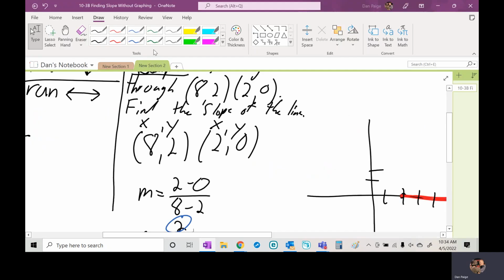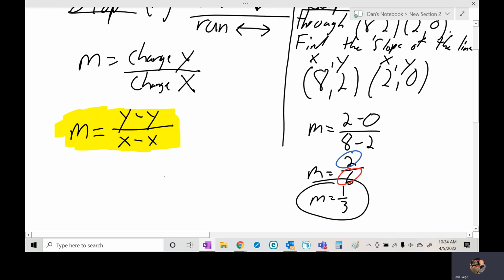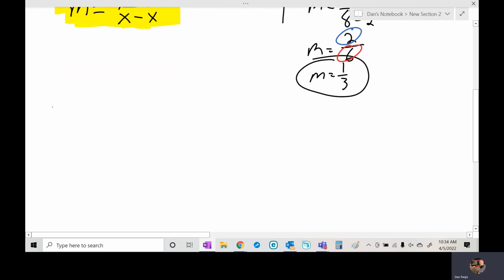All right. We're going to do some more of those, and we'll see how we can get negative slopes and things like that. So now we're just going to work on more examples.